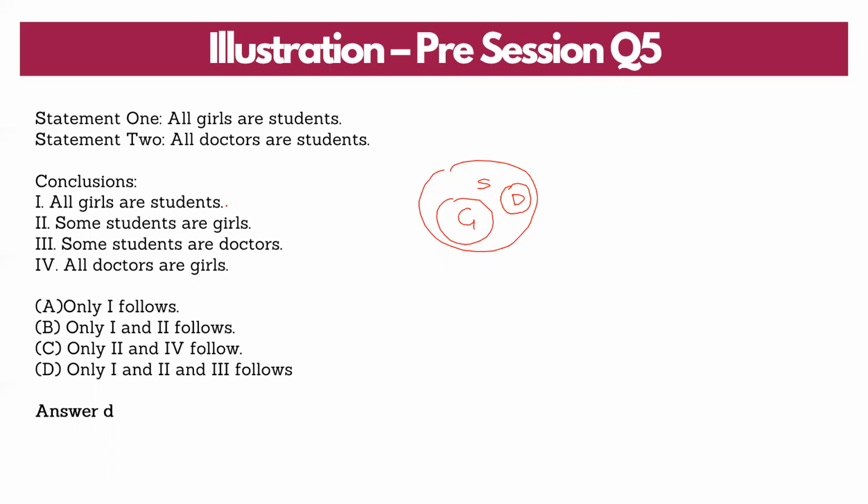All girls are students. That is already given. Some students are girls. This can be concluded. All girls are students automatically means some students are girls. Some students are doctors. Even that can be concluded. All doctors are girls. That can't be concluded. So the answer is only 1, 2, and 3.